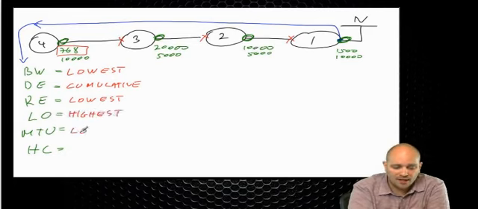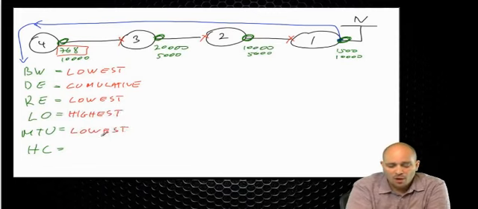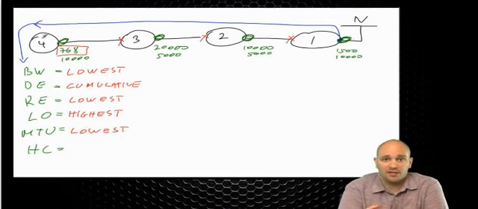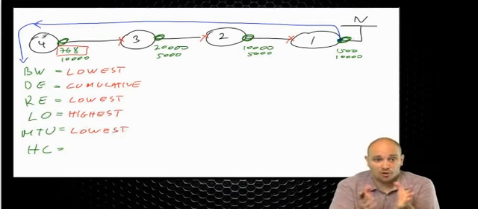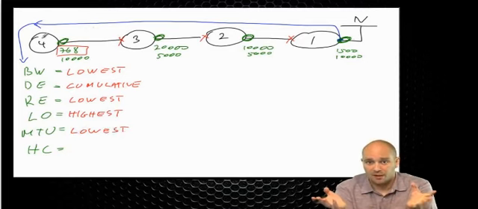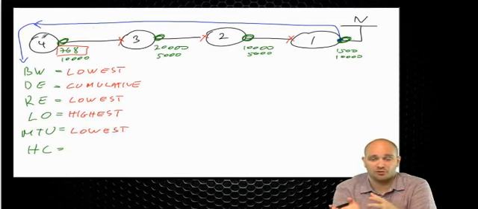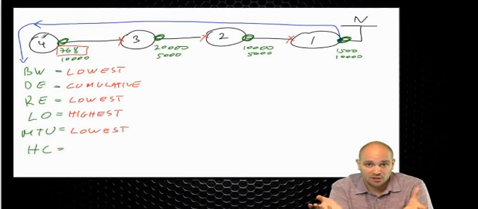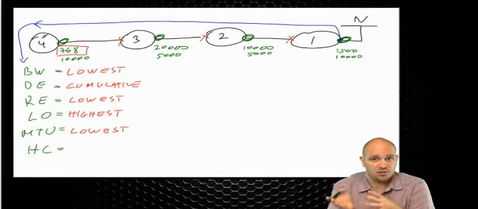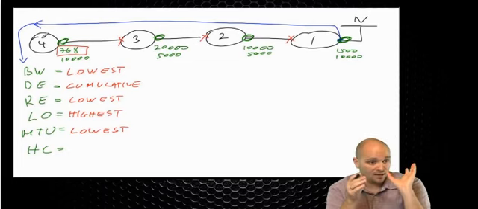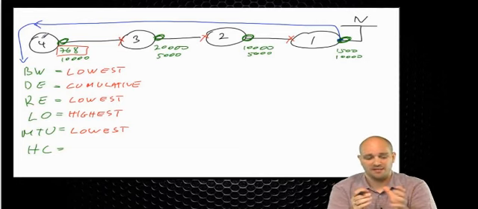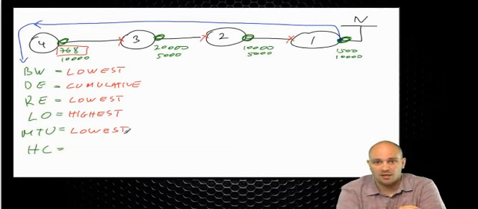For MTU, again, we are going to be carrying the lowest value. Why the lowest value? Because how big of a packet can we send on the end-to-end path? Well, we can send the packet that is the size of the smallest MTU on the path. If the smallest MTU is 1500 and all others are 9000, can I send a 9000 byte packet without fragmentation? I cannot. Therefore, EIGRP is going to inform the routers that the largest packet that can go on this path is 1500 bytes. So the lowest value of MTU is going to be carried.